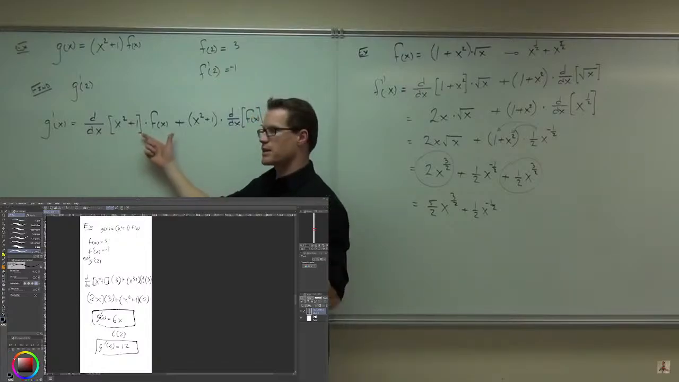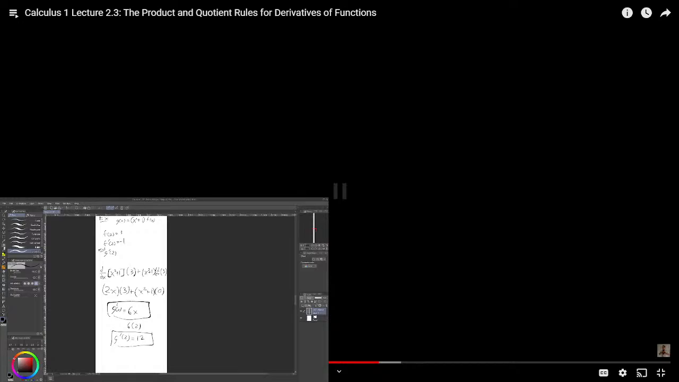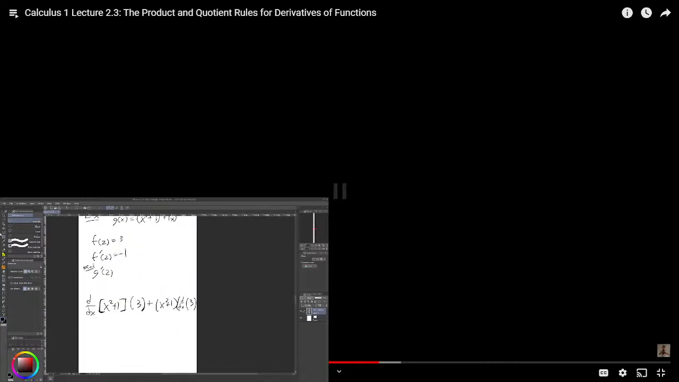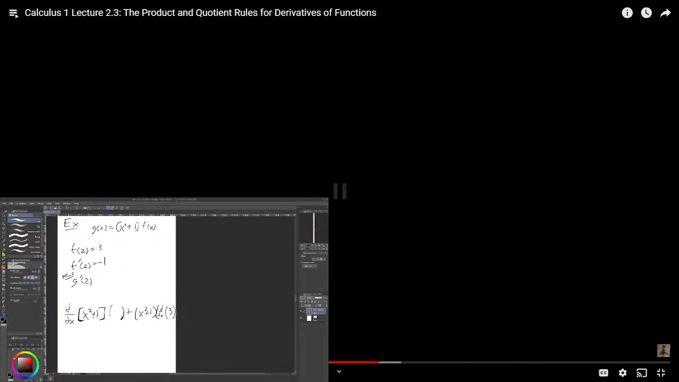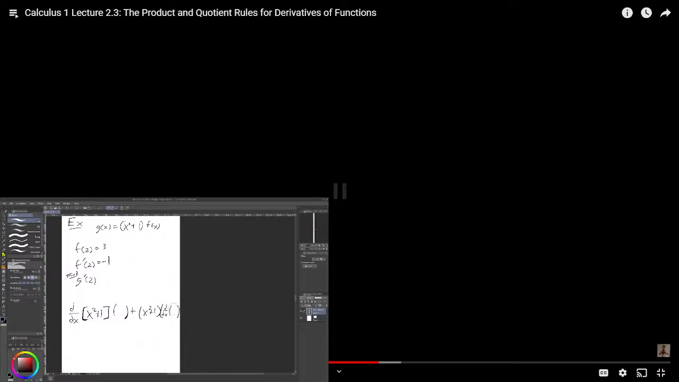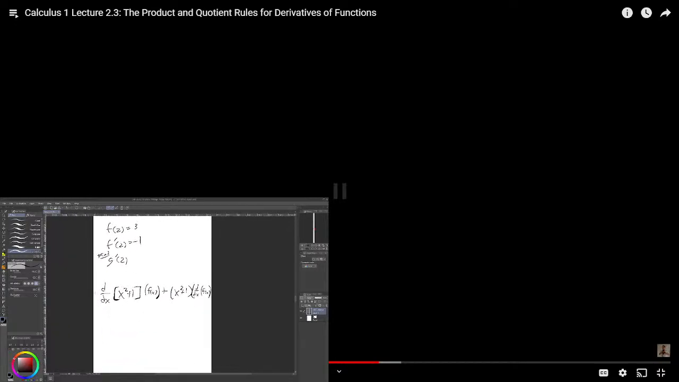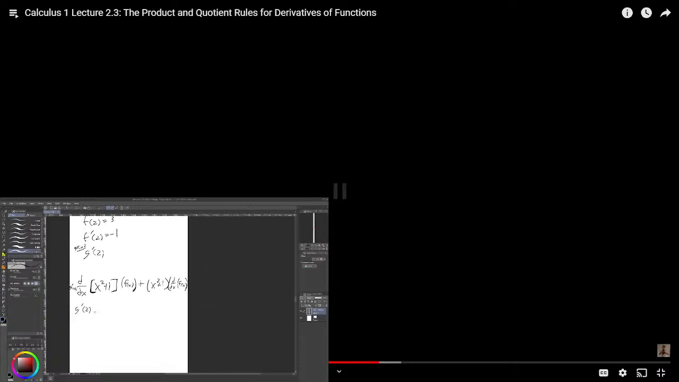Derivative of the first, yep, times the second, okay, plus the first, got it, times the derivative. I mixed up my terms, kinda. Try this again. Because you can't find g prime of x like I found it, you can't find it like that. This would be f of x. g prime of 2 you can find.